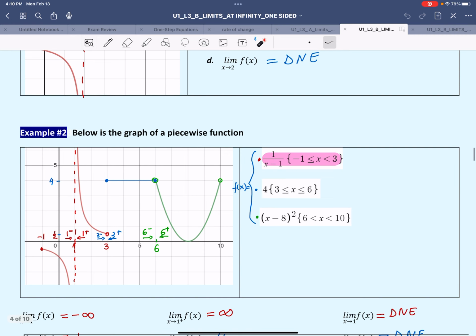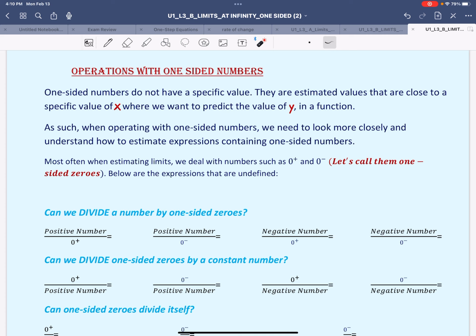Similarly, we looked at one-sided limits in piecewise functions. Now, this time, we will explore how to determine the one-sided limits algebraically. Recall again that one-sided numbers do not have a specific value.